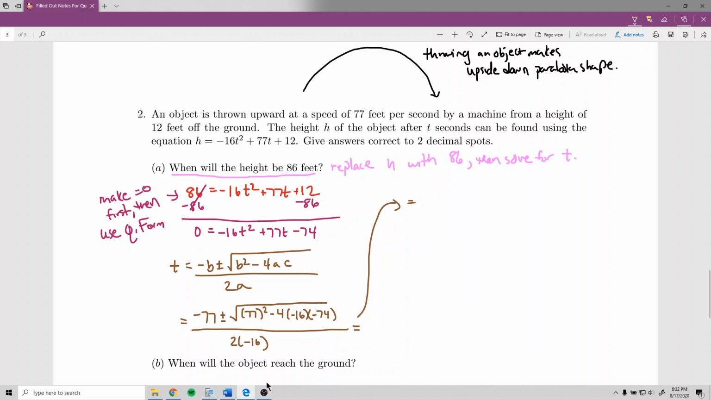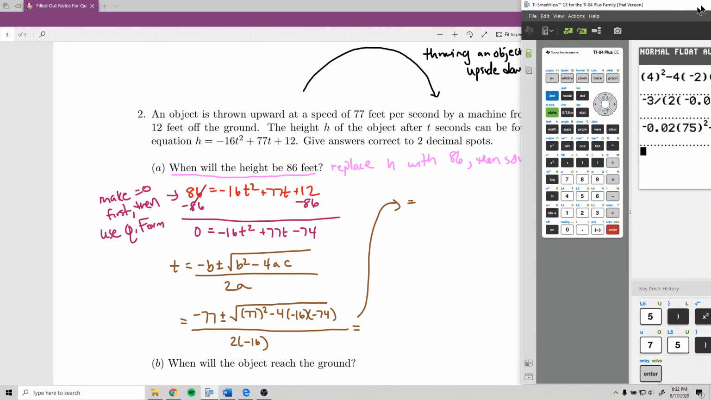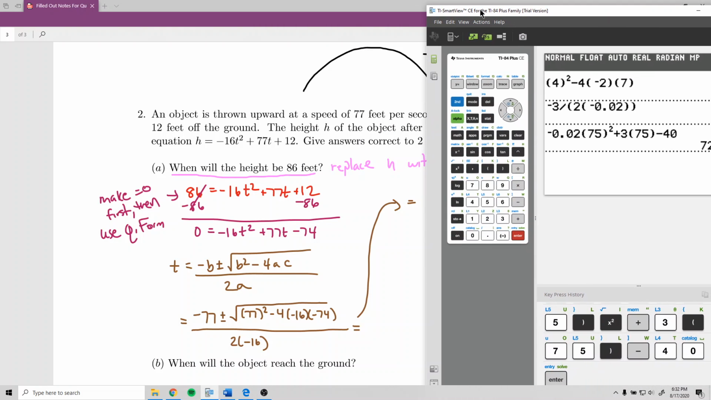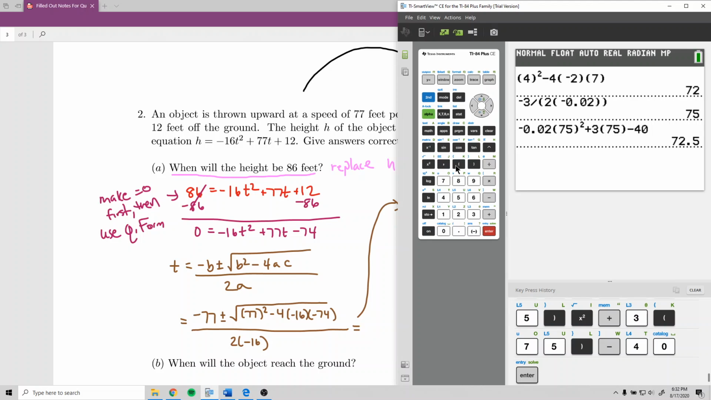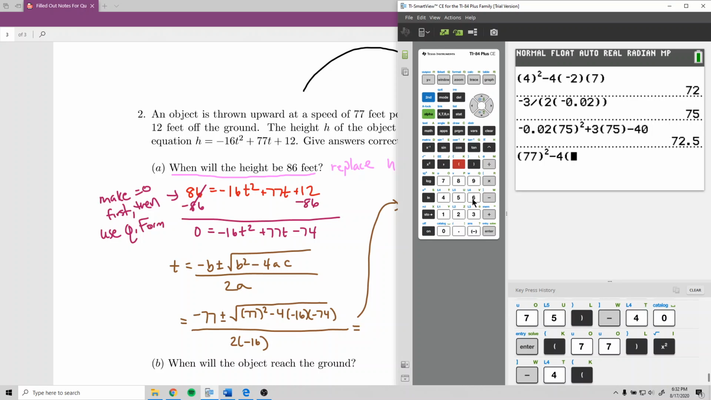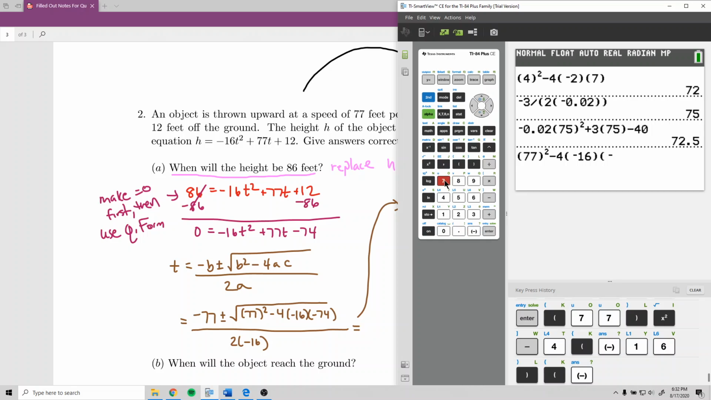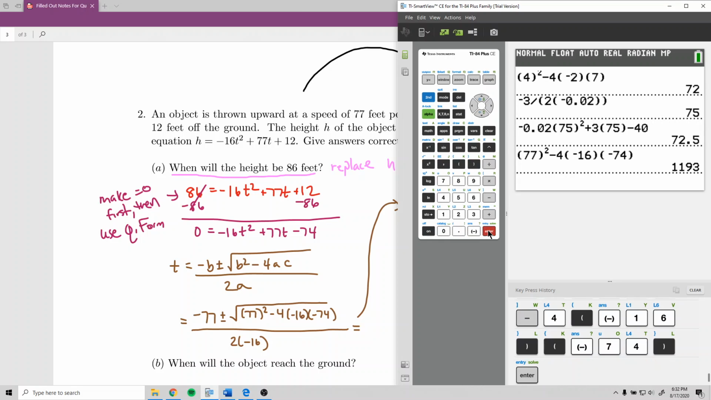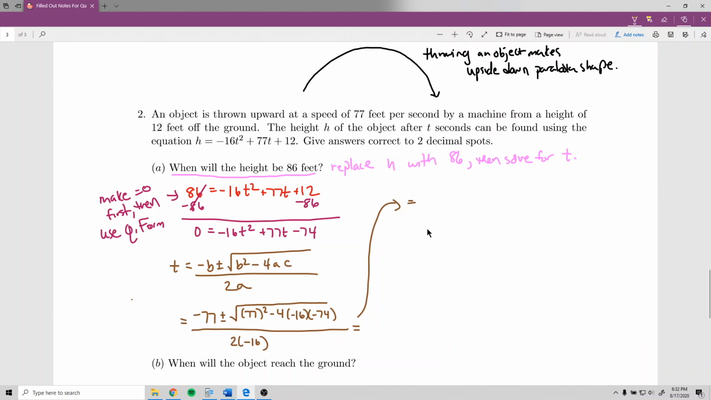I'm going to give myself some more room. And what you definitely want to do is, for this one, the numbers are huge. Type it in your calculator. We know we want to simplify the inside of the square root first. So we got 77 squared minus 4 times negative 16 times negative 74. And we get 1,193 inside the square root. We got negative 77 plus or minus the square root of 1,193 all over 2 times negative 16 is negative 32.